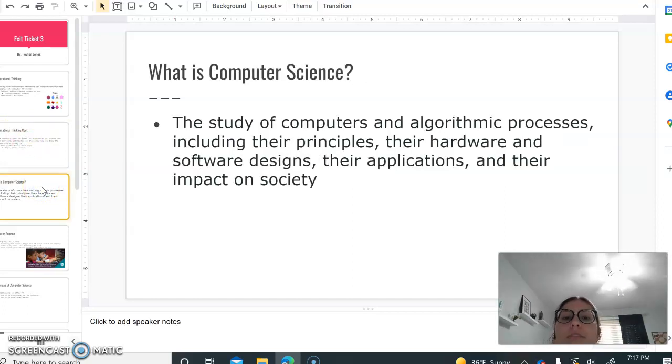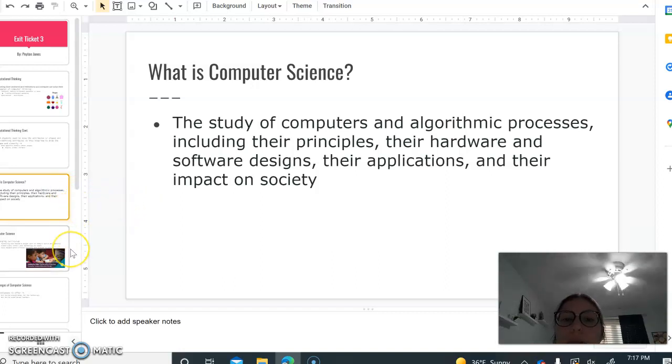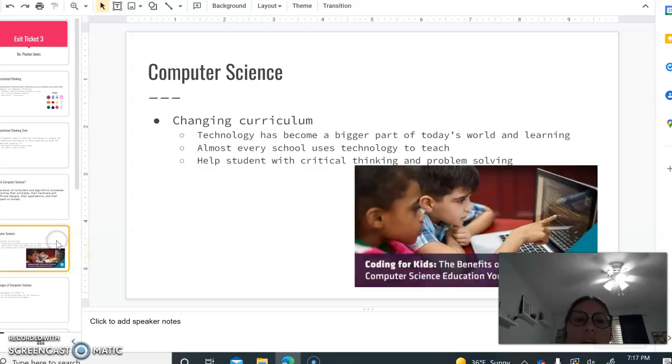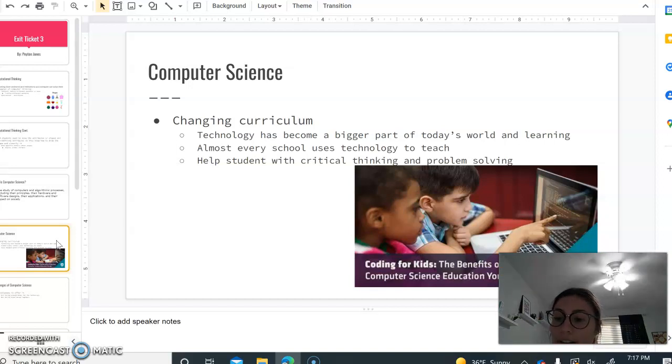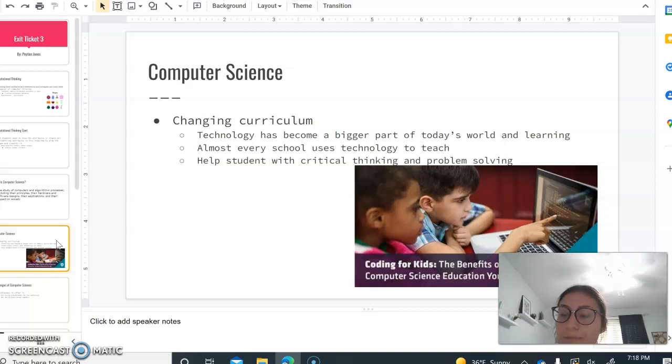What is computer science? It's the study of computers and algorithmic processes, including their principles, their hardware and software designs, their applications, and their impact on society. So why is school changing their curriculums? It's because technology has become a bigger part of today's world and their learning. Almost every school uses technology to teach, and almost every job you have, you use technology.